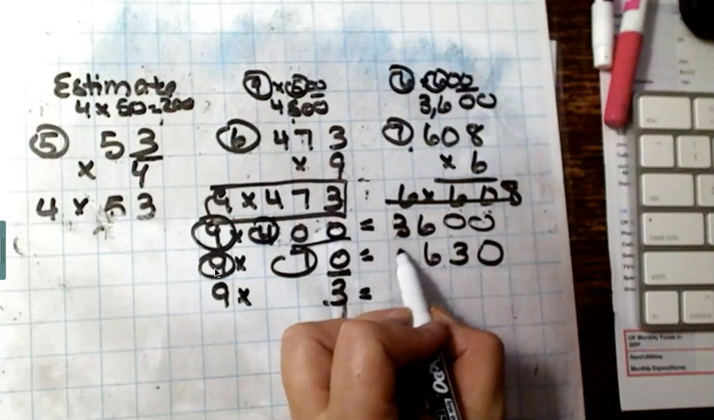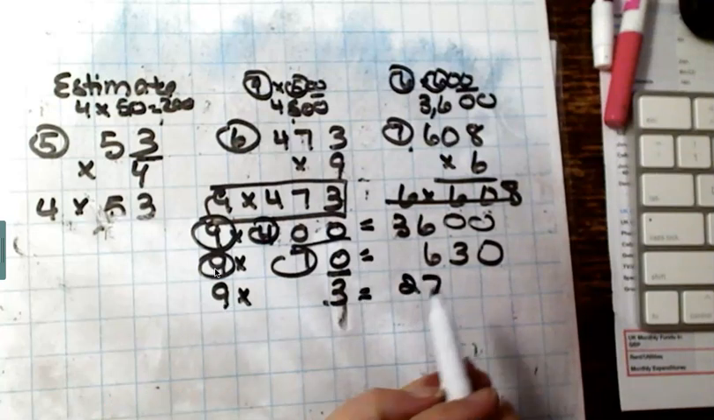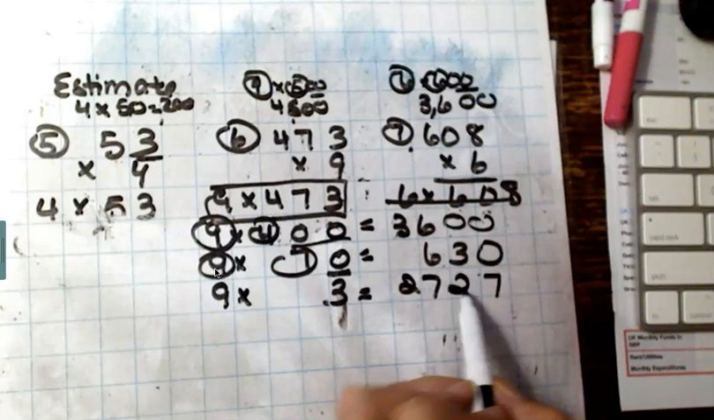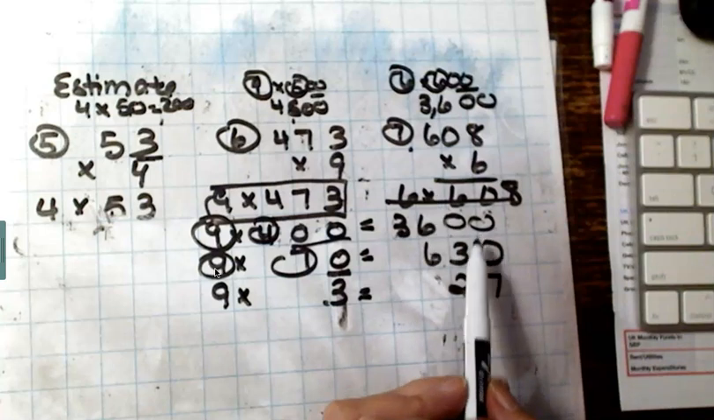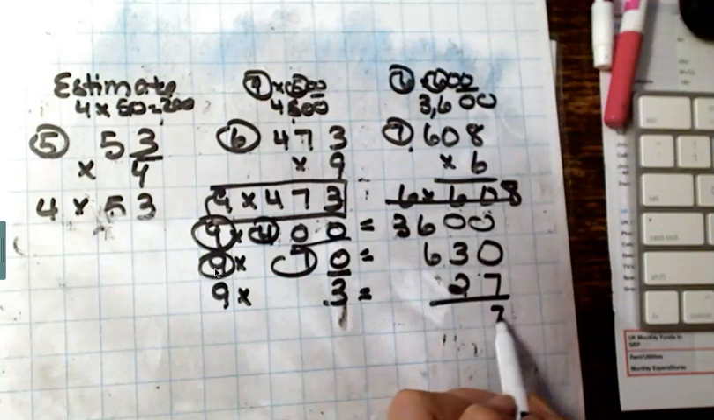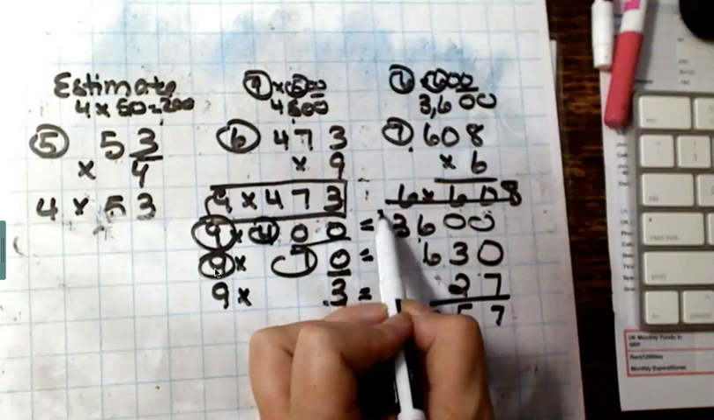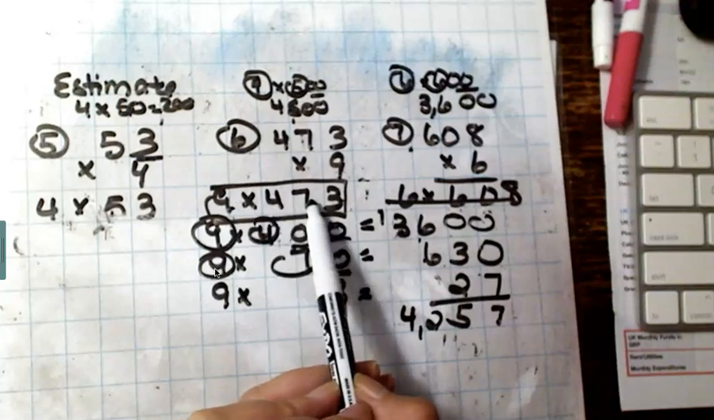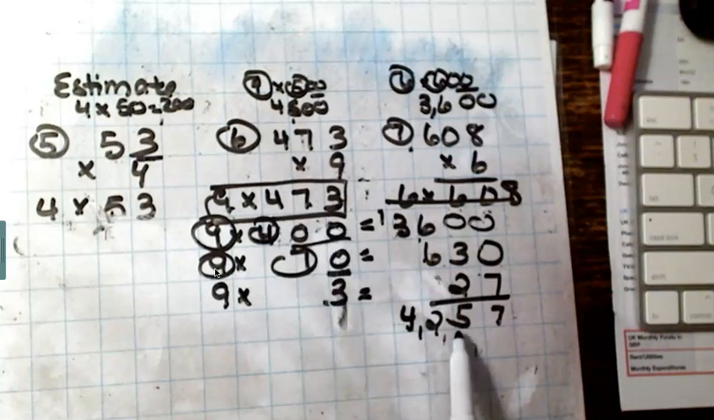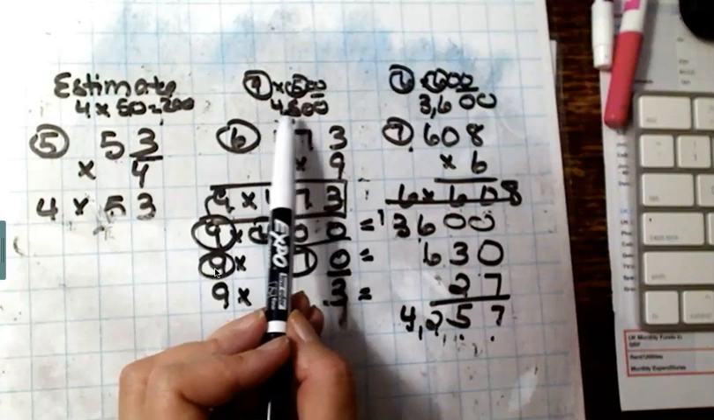Where I sometimes go wrong is I'll do 9 groups of 7, I'll put the 27 here, but really that's 7 ones and 2 tens, so I need to keep them in order. 0 plus 0 is 0, 7 plus 7 is... 0 plus 3 plus 2 is 5, 6 plus 6 is 12, carry the 1, it's 4. So 9 groups of 473 is 4,257, which is really close to 4,500.